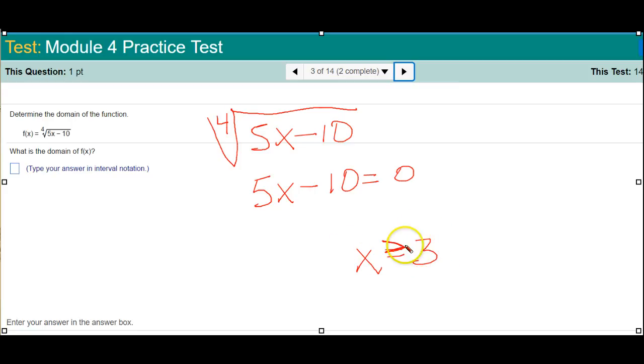So how would I write this in interval notation? Well, I'd use a bracket. I'd put a 3 here, comma, and to positive infinity. So that would be the way to write this answer in interval notation once you find what x is.